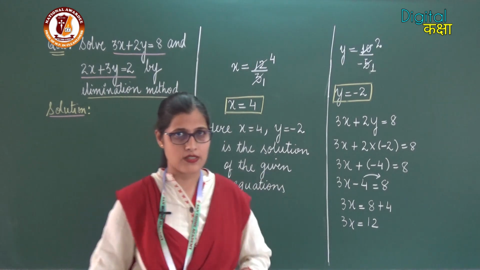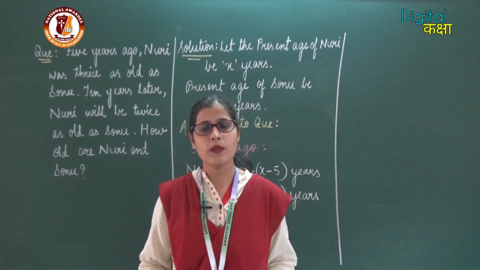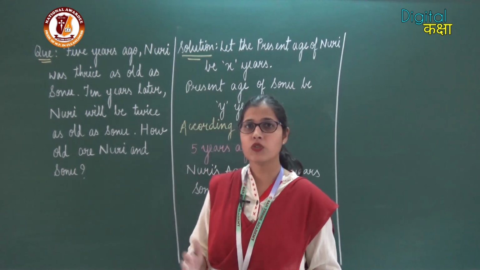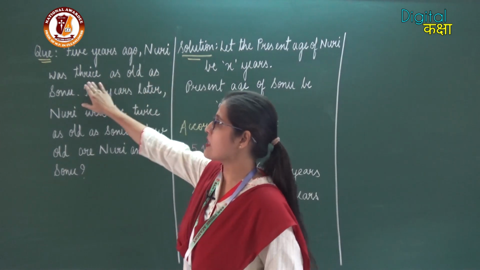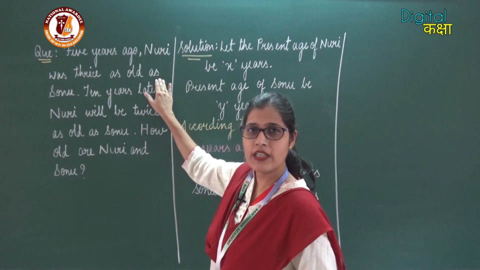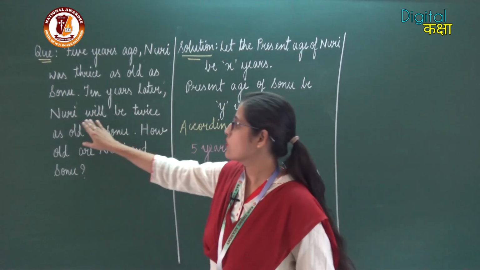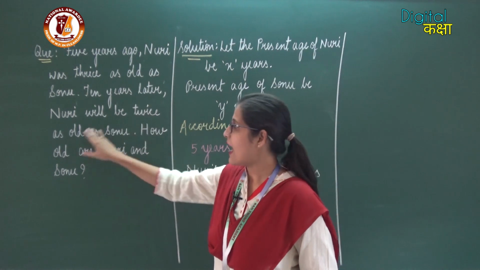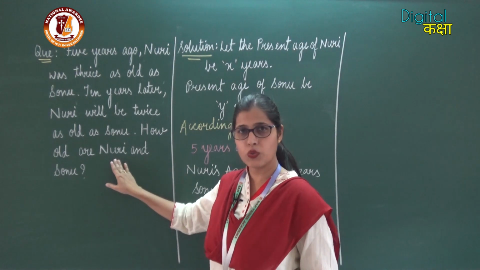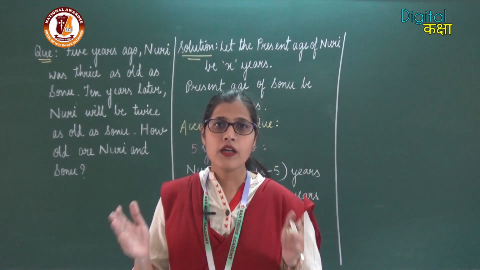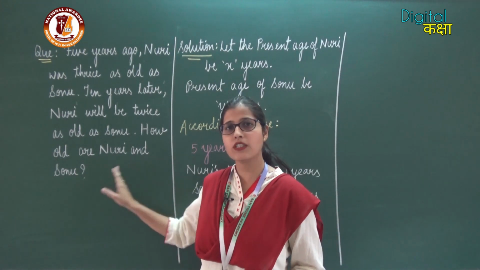linear equations. Now we will be learning elimination method with the help of a word problem. So the question is, 5 years ago Noori was thrice as old as Sonu. 10 years later Noori will be twice as old as Sonu. How old are Noori and Sonu? Here we have to find the ages of Noori and Sonu.